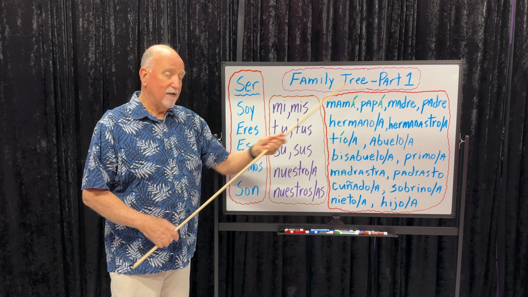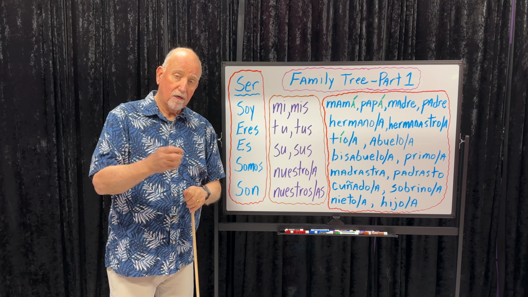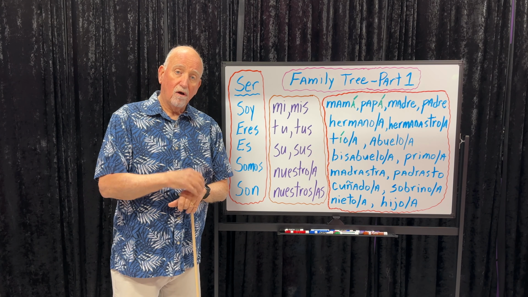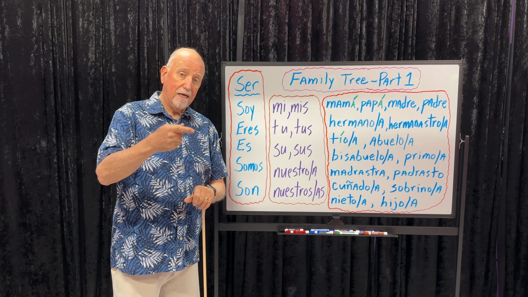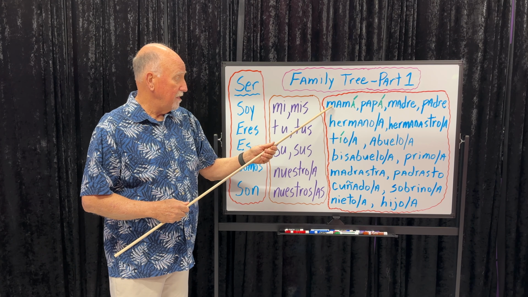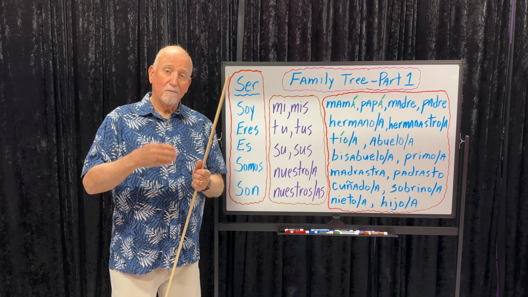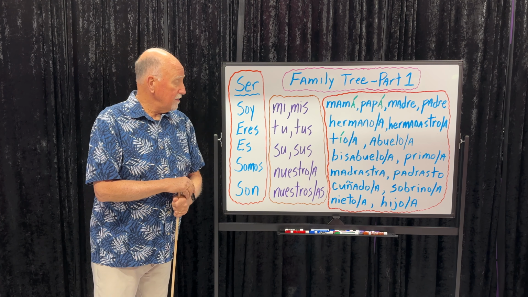Mamá and papá have an accent mark because words that end in a vowel, a stressed vowel, are going to have an accent mark because all words are supposed to be stressed on the next to last vowel if they end in N, S, or a vowel. So mama and papa should be pronounced mama and papa. But we say mamá and papá. They break the rule.